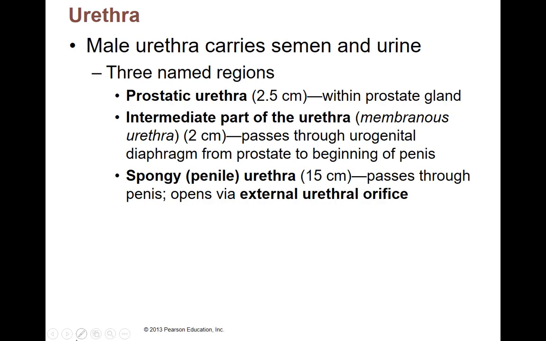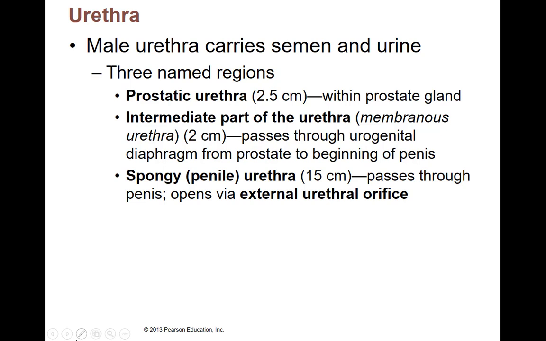The male urethra is a little bit different. It's a lot longer because it has to run through the entire penis. Because of the different things it runs through, it's not just bladder and out. We've got those 3 different regions that we looked at in lab. There's the prostatic urethra that runs through the prostate gland. There's the membranous urethra, also called the intermediate part of the urethra, which is shorter and just passes through that.